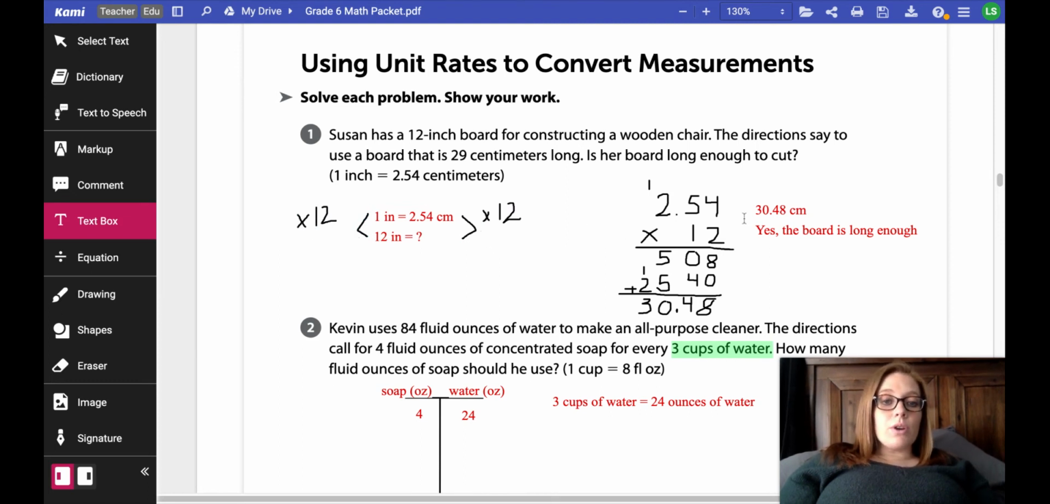I did show the work over here just as a reminder that when you multiply decimals, when you multiply any type of number, the longer number goes on top. So since this is a 3-digit number and this is a 2-digit number, you would have to make sure your 3-digit was on top. You could use a calculator though. This is enough work to receive full credit, but if you didn't have a calculator, your work would look like this. So that means that 12 inches is equivalent to 30.48 centimeters. So yes, the board is long enough.